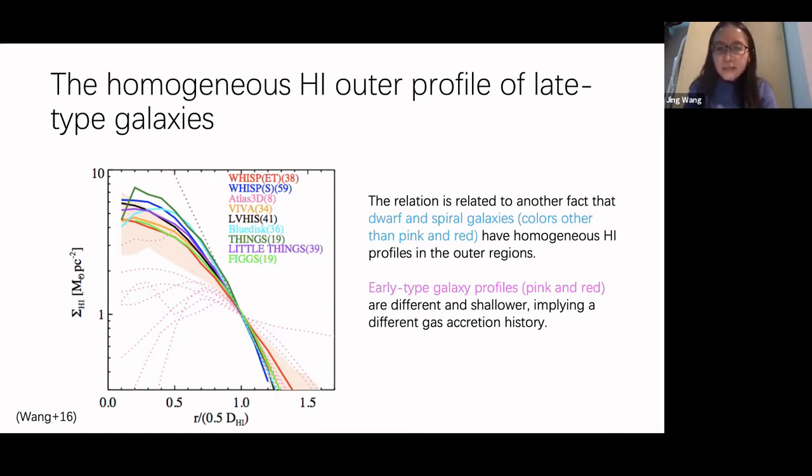But the later type galaxies, the dwarfs and the spiral galaxies, have perfectly homogeneous profiles in the outer regions. The inner parts could be significantly different and have much larger dispersion there, but in the outer regions, they have very small scatter. They are self-similar. We will make use of this fact later.